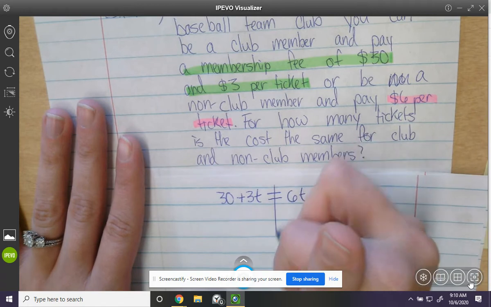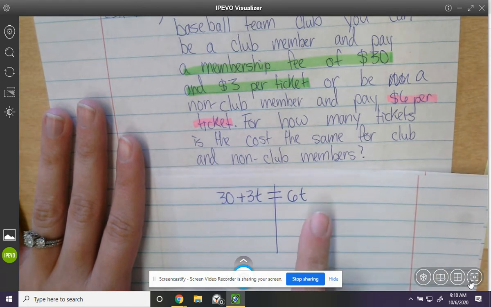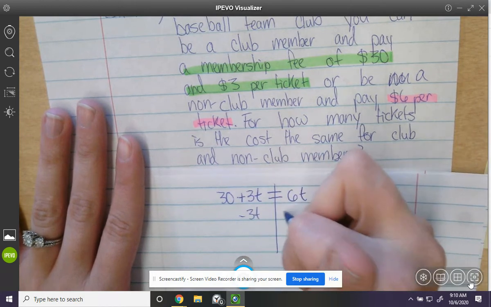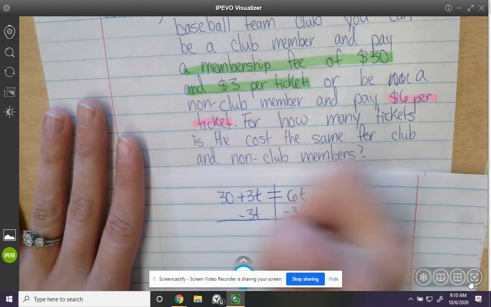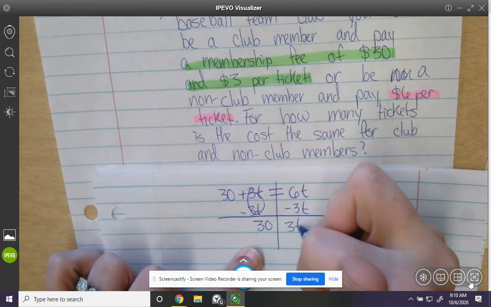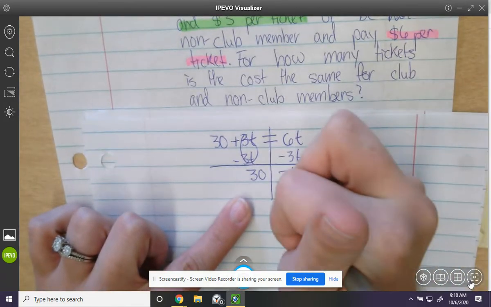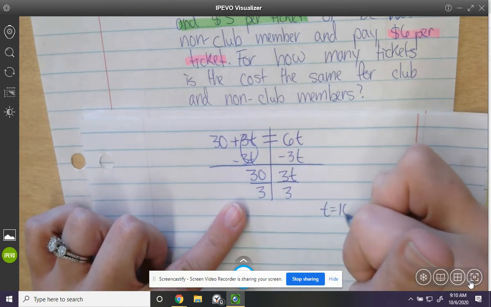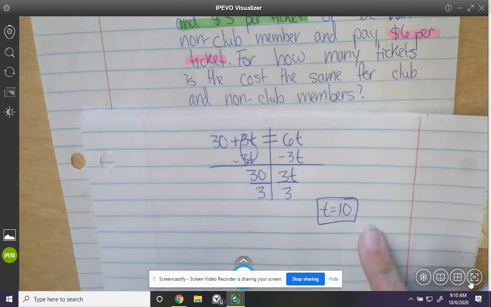Okay, then we solve it. So I have to move my T over here so this one doesn't get lonely. So I would subtract 3T, reset everything. So I'm at 30 here, 3T over here. And then my last step would be to divide by 3. So 10 would be my answer.